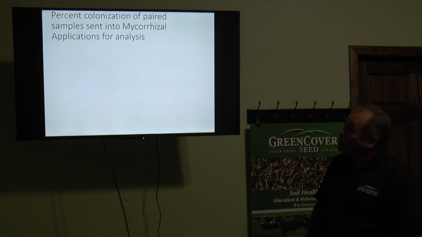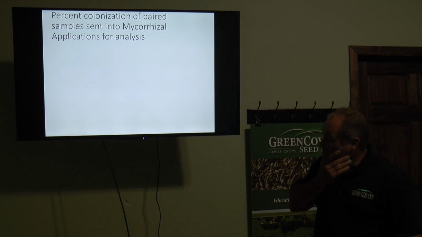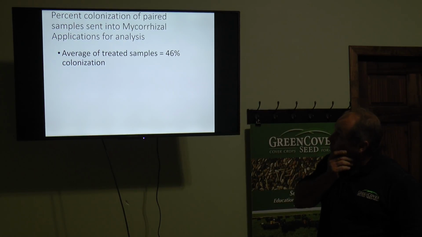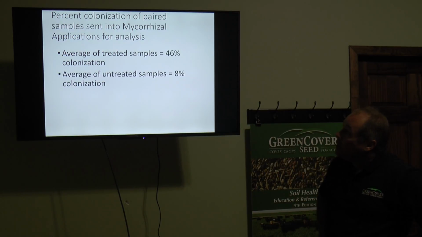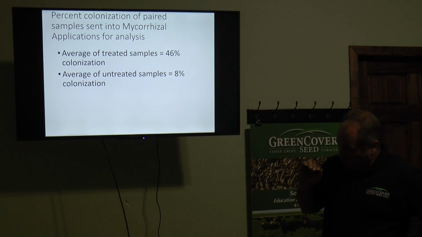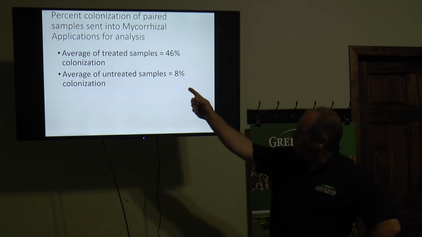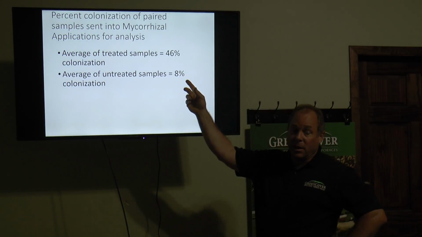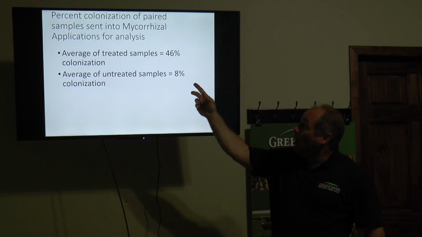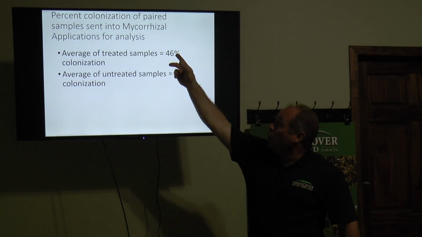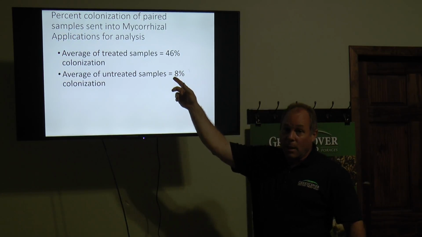So when we examined treated samples, when we sent in paired samples between inoculated and uninoculated portions of the field, we seldom found 0% colonization. But when we inoculated, we got... this is not an effective amount.